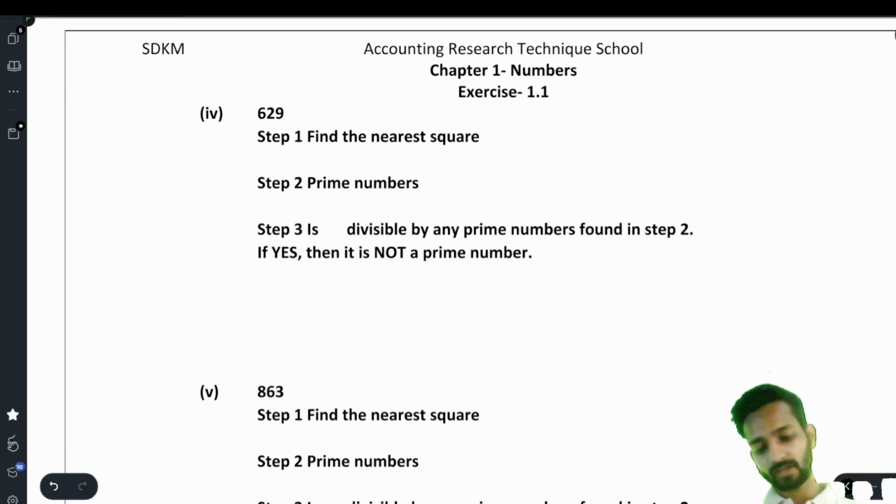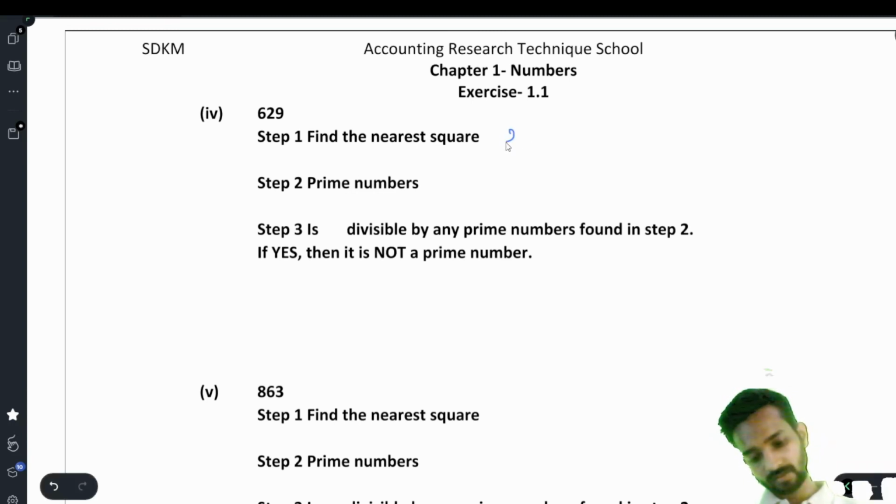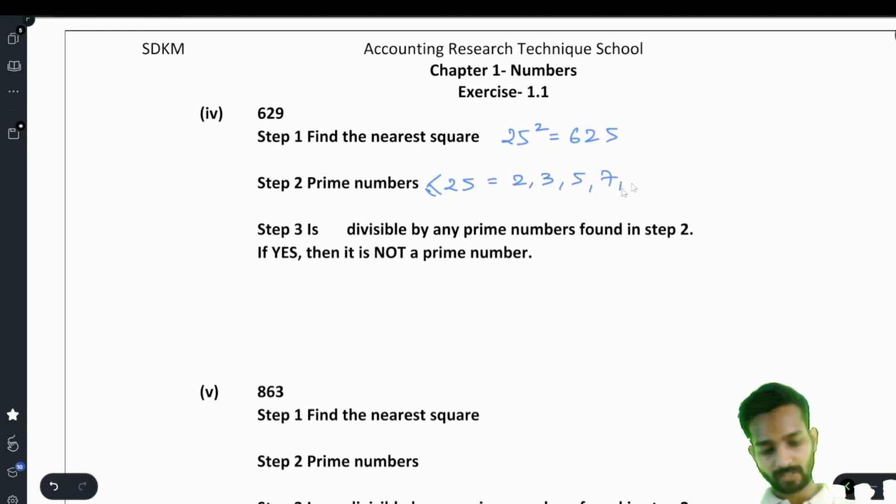Find the nearest square. Now 629. For 629, what will be the square? We have just seen 25 square is 625. It will be the nearest square. Now prime numbers which are less than 25. Answer will be 2, 3, 5, 7, 11, 13, 17, 19, 23.